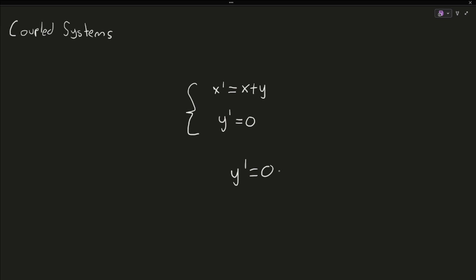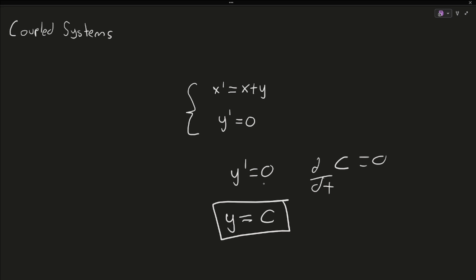Basically, if you differentiate a constant, right? A constant number, the derivative of a constant number is 0, okay? So d/dt of a constant equals 0. So basically, this implies that y equals a constant, okay? Now that we know that y equals a constant, we can go ahead and plug that into our first differential equation. x plus c is equal to x prime.